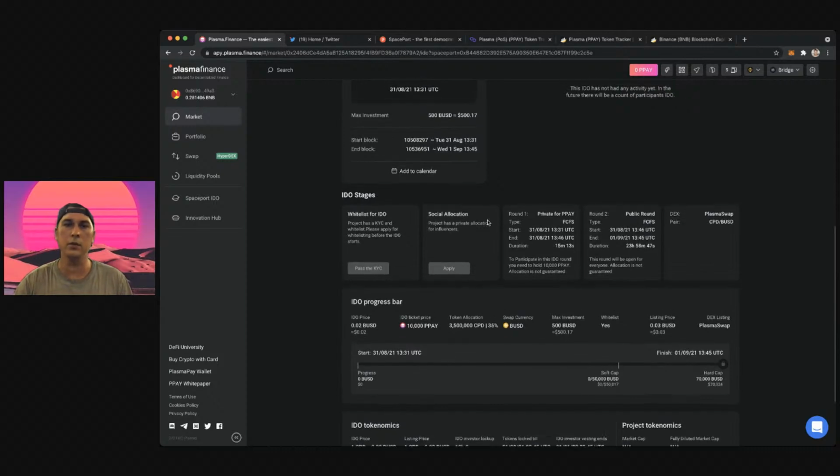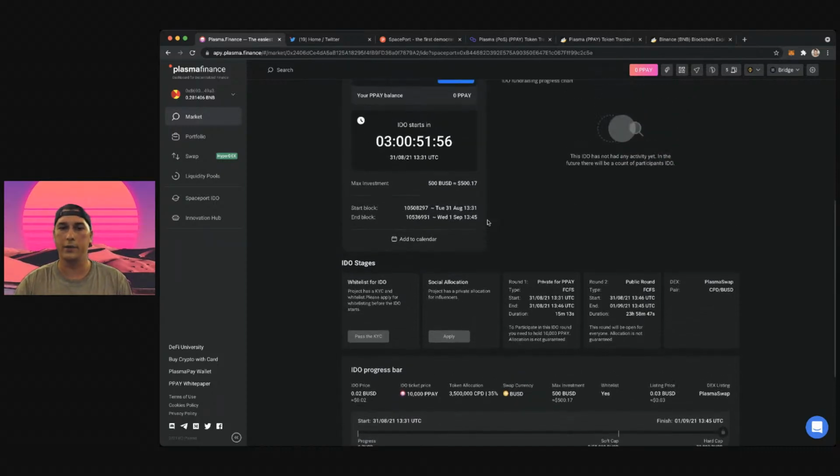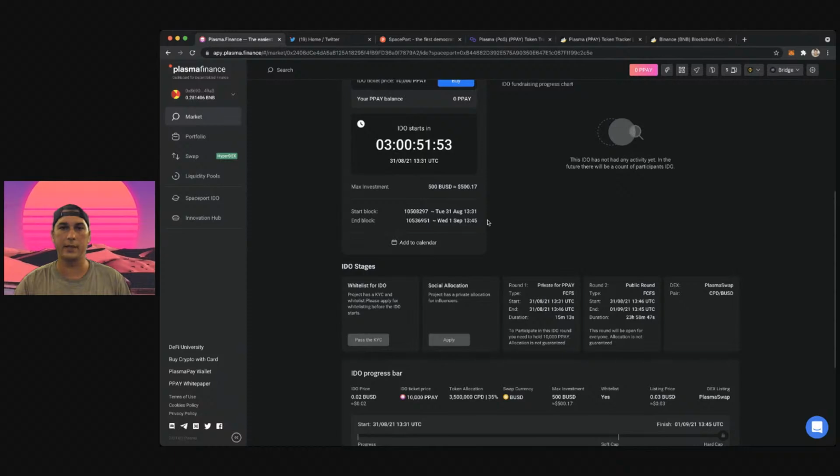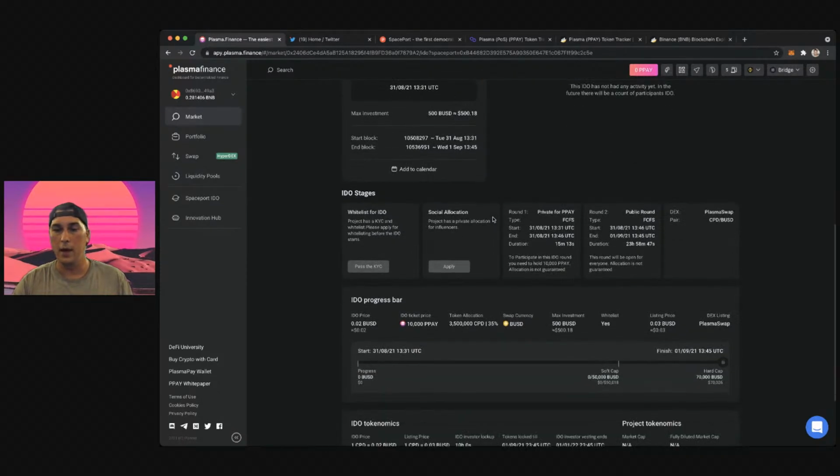So that's an interesting concept to decrease the selling pressure on the coin as much as possible. It's a pretty unique model. I haven't seen it before. And it's also managed by a smart contract, so there is no human who can control that.